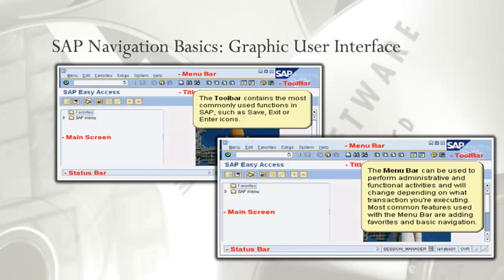Then lastly, we have the status bar. Now the status bar is located at the very bottom of the screen and displays system information, warnings, errors, and gives us activity feedback. The status bar provides you with data that shows the system, the client, the username, the program, and the transaction code you're currently engaged in. It also provides system messages upon the completion of transactional tasks.